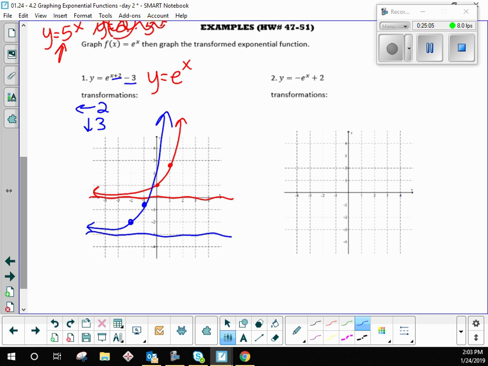So you try number 2, please. Do both the basic graph and the transformed one. You can use 2 different colors if you're a color person. You can do dashed and solid. I was going to say dashed and dotted, and then I realized that's the same thing.